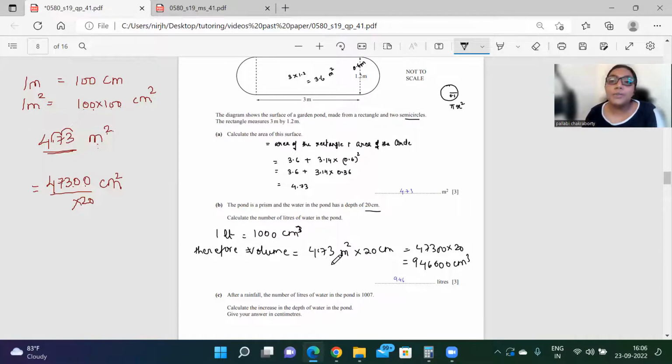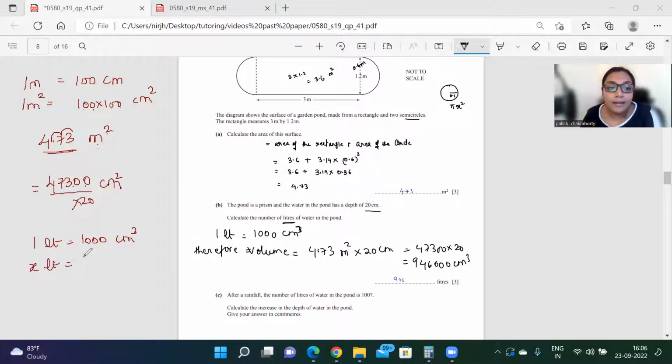This is the volume which we need to find, but we have to give the answer in liters. Now we know that 1 liter is 1000 centimeter cube. So X, or how many liters, will be 946,000 centimeter cube. How do we do these questions? We cross multiply and we divide. So 946,000 is equal to 1000 times X, or X comes out to be 946 liters, and that's your answer.